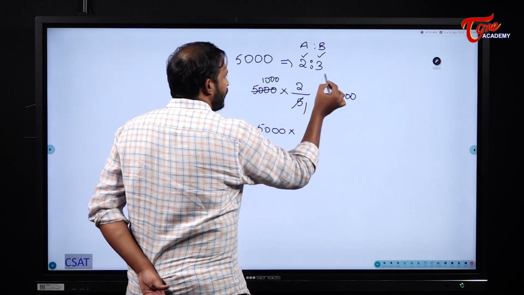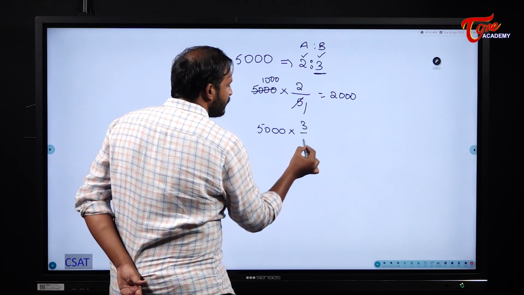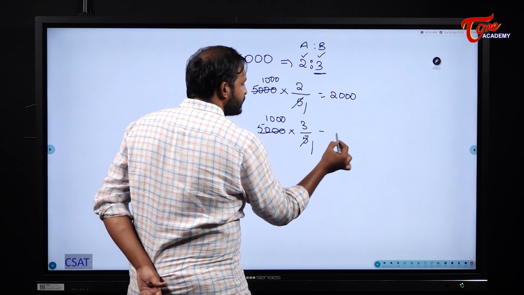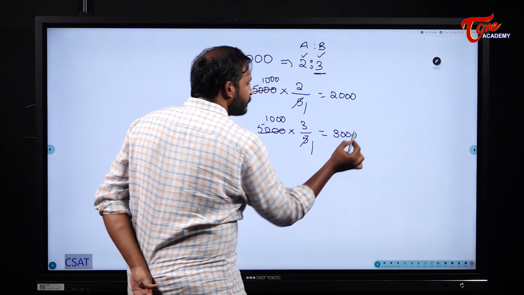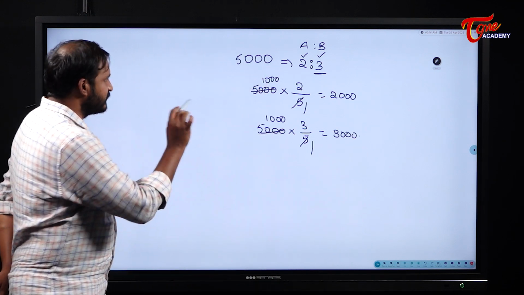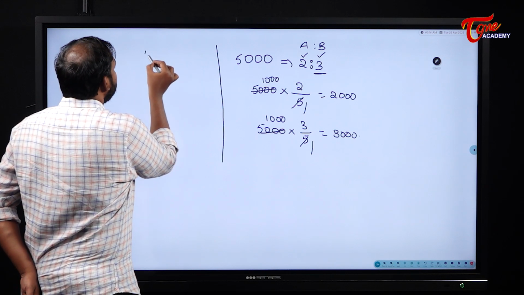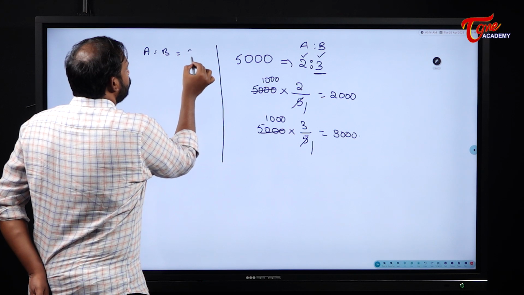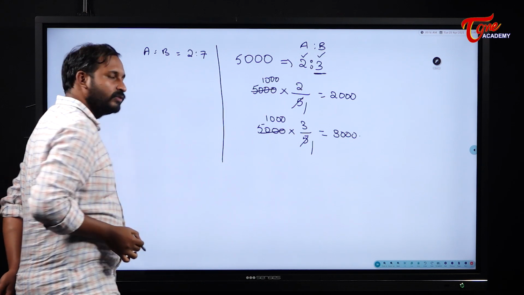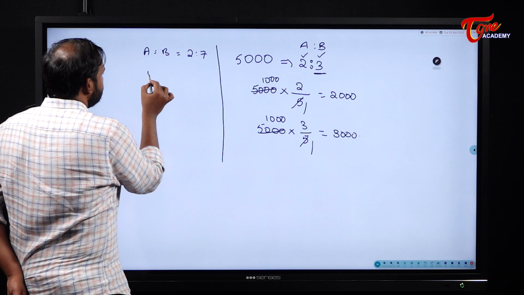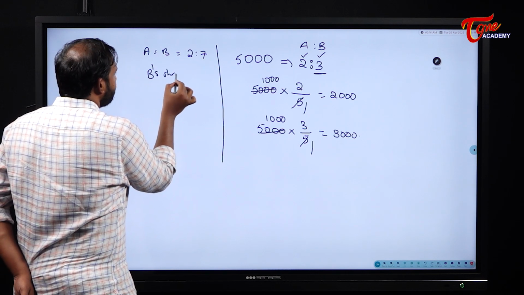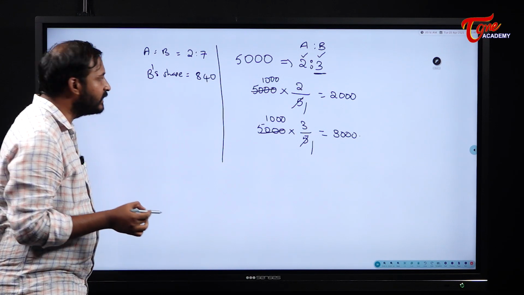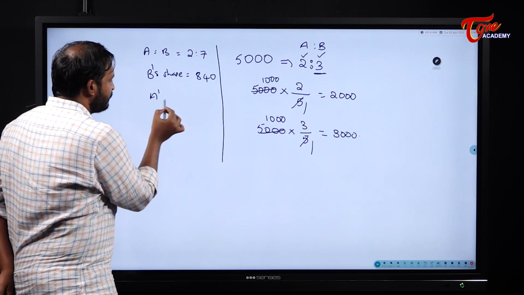Similarly, if I want to find B's share, total is 5000, and B's share is 3 parts out of 5 parts. So, 5 ones 5000, B's share will become what? 3000. And vice versa. For example, if A and B divide in the ratio of 2:7, and they have given me that B's share is 840. What is A's share? This is the question for me here.